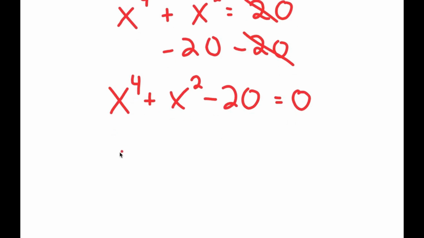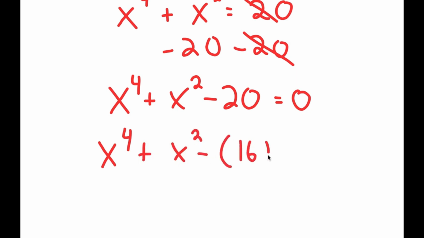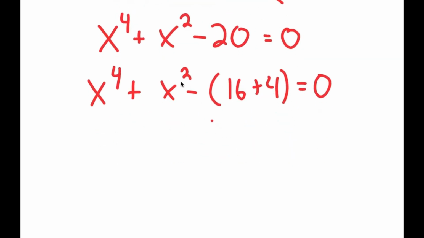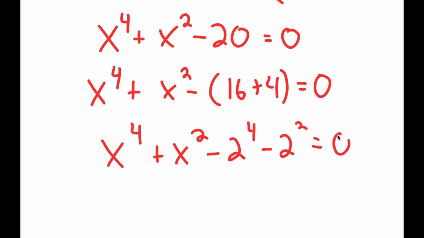So to solve this, what I'm going to do is rewrite this as x to the power of 4 plus x squared minus 16 plus 4. So I rewrote 20 as 16 plus 4. And the reason I did this is because negative 16 is the same thing as negative 2 to the power of 4, and negative 4 is the same thing as negative 2 squared. So now notice how I have something in the power of 4 and something in the power of 2, and they're both the same.